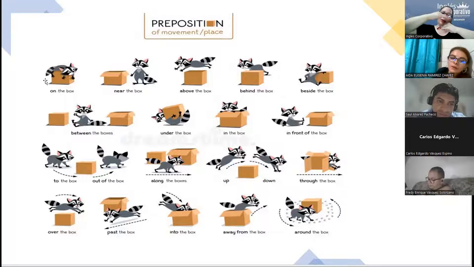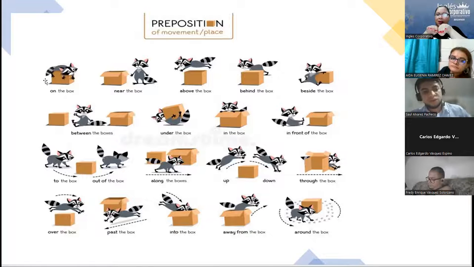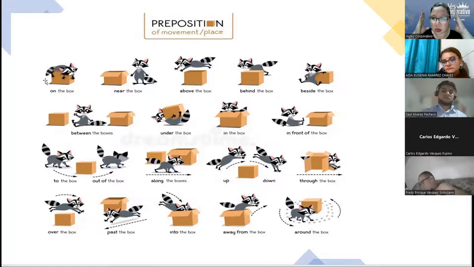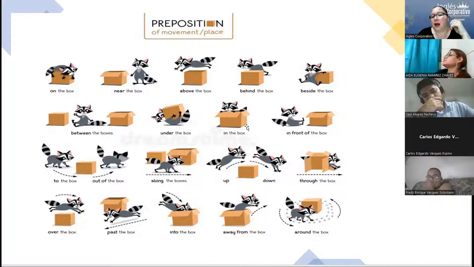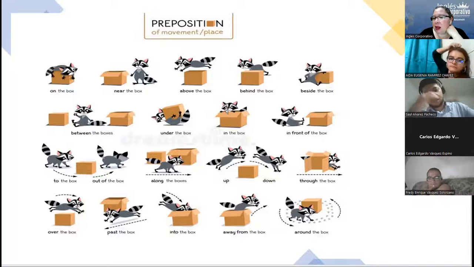Above the box, you have to go over, right? Above. Behind. Behind the box. Right beside the box. Beside the box. Al lado de, ¿verdad? Beside. Between. Between the boxes. Under the box, right? The raccoon is under the box. Where is the raccoon? The raccoon is in the box.